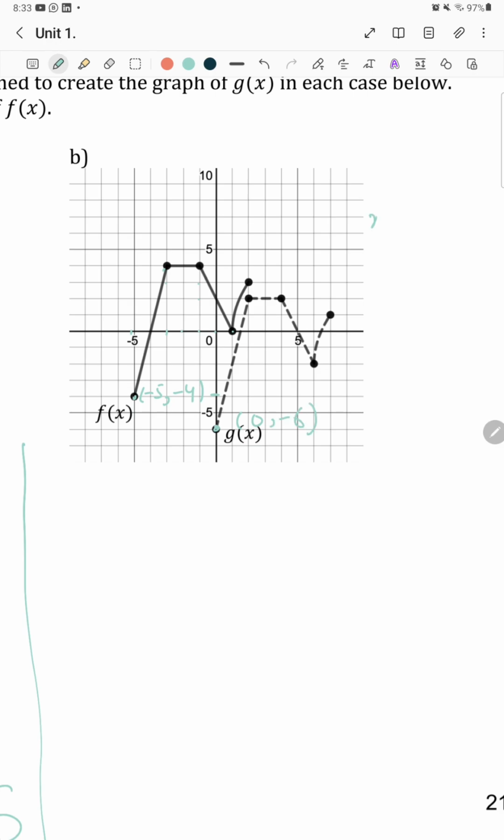So for the x coordinate it's moving from minus 5 to 0, which means it's moving towards the right side, so it would be f of x minus 5. And for the y coordinate it's moving from minus 4 to minus 6, which means a difference of 2. It's moving downwards, so it would be minus 2. When we have to move downwards we have to subtract, when we have to move upwards we need to add. So g of x is equal to f of x minus 5 minus 2.